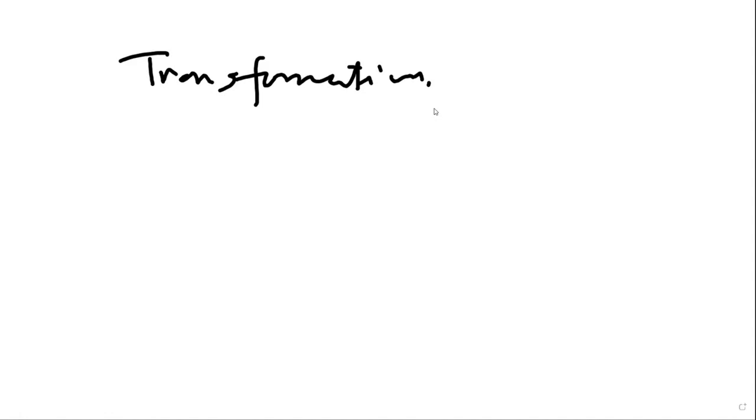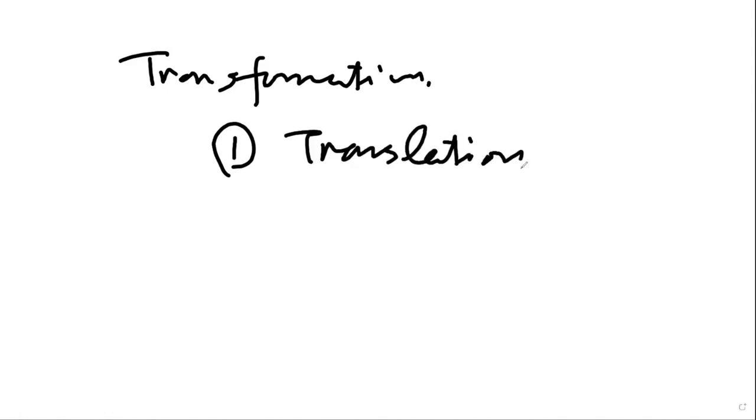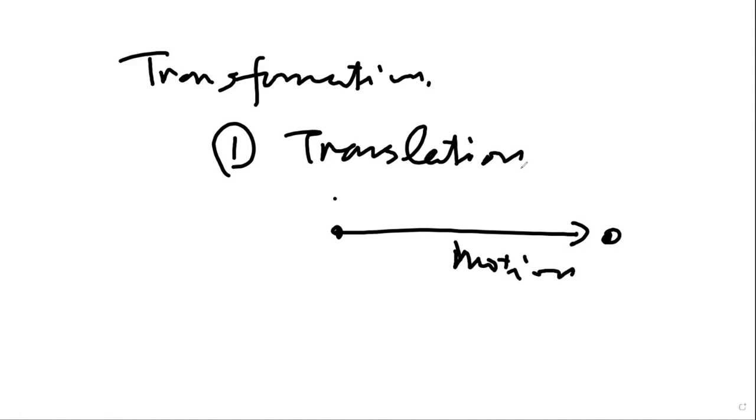So what is a transformation in your own words? Changing from one form to the other form, okay? And mathematically, when we define the transformation, sometimes we have a few different transformations. One is translation. Translation means that point A moves to point B, right? So when you have motion, your car moves from one location to the other, that's its movement.